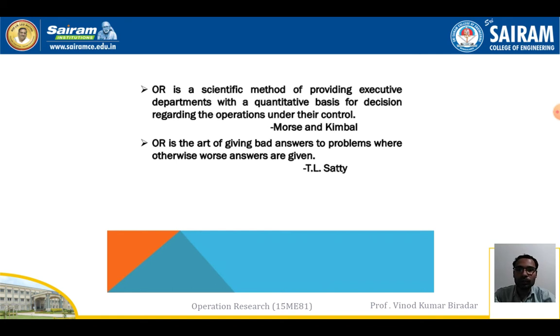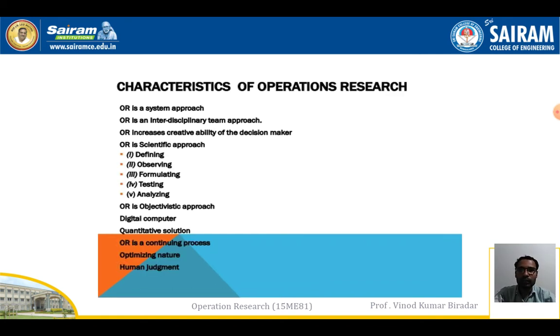Okay, the next one is: what are the different characteristics of operation research? Here I have listed many characteristics. The first one is OR is a systematic approach to the problem. Second, we will go one by one in the next slide, OR is an interdisciplinary team approach. OR can increase the creativity ability of the decision maker, and OR is a scientific approach in that we are defining, observing, formulating, testing, analyzing.